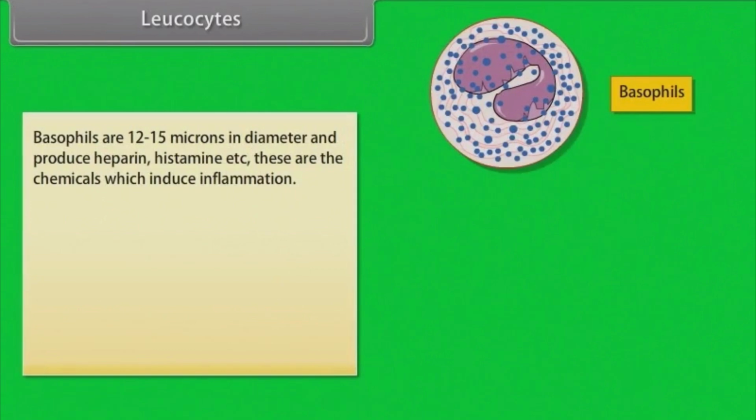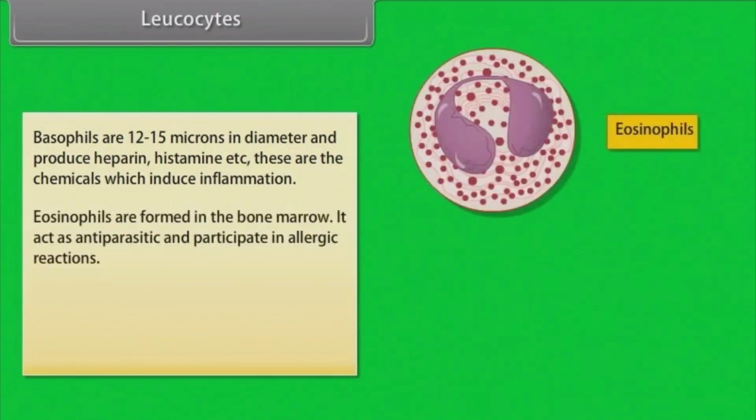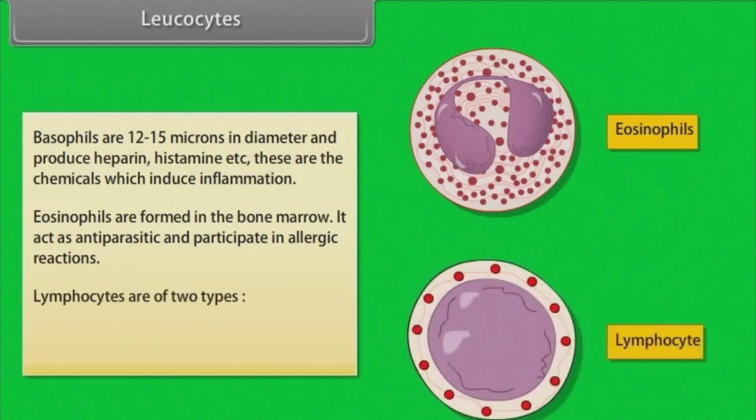Basophils are 12 to 15 microns in diameter and produce heparin, histamine, etc. These are the chemicals which induce inflammation. Eosinophils are formed in the bone marrow. They act as anti-parasitic and participate in allergic reactions. Lymphocytes are of two types, B and T lymphocytes. They fight with diseases.